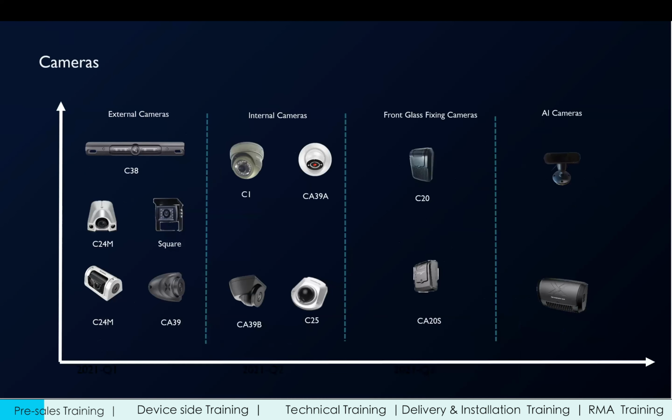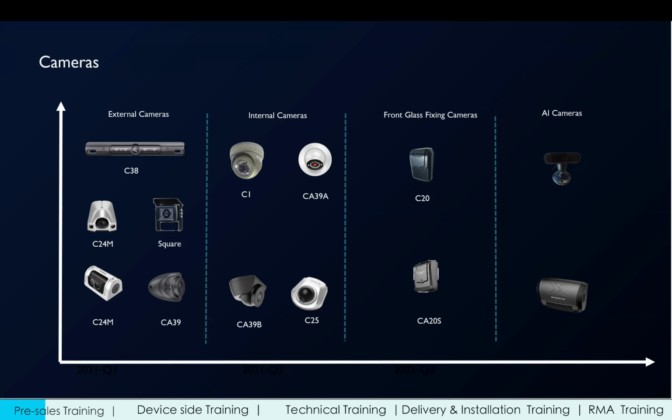After talking about the MDVRs, we can now move to the cameras. Actually, we have a lot of types of cameras designed for different types of vehicles. So I just classify them into 4 types of cameras. The first one is the external camera. You can understand from the name that it's installed externally, an outside installation.